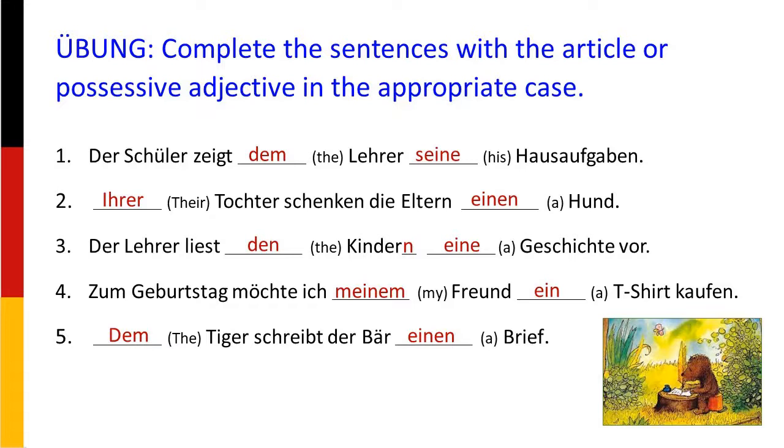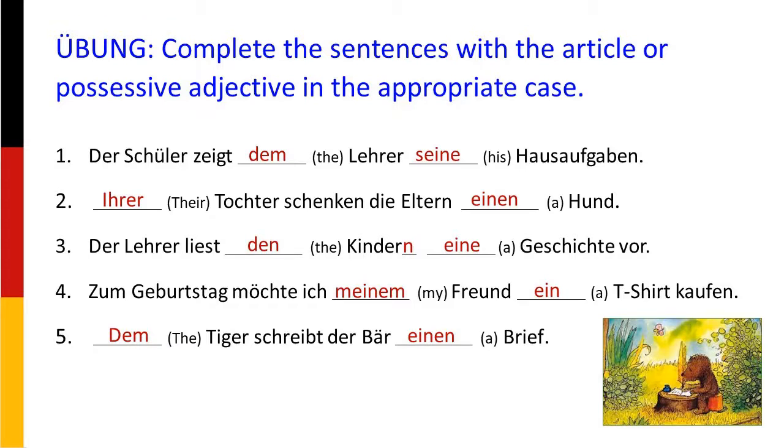Notice that vorlesen is a separable prefix verb. This means to read aloud. So the teacher's reading a story aloud to the children. Notice also that I've of course put in the dative plural ending on the noun Kinder, because when you have a plural noun in the dative case, you do need to add n to the noun if it doesn't already end in n in the plural.